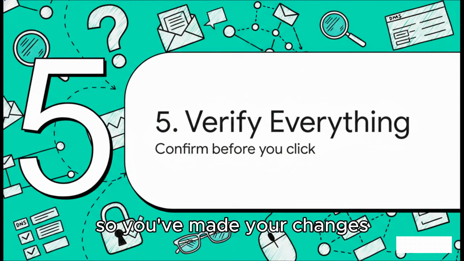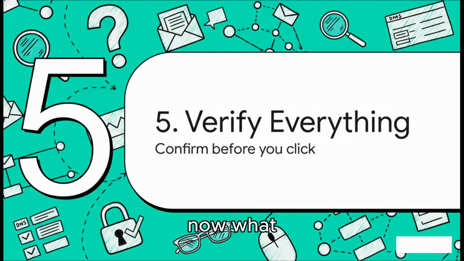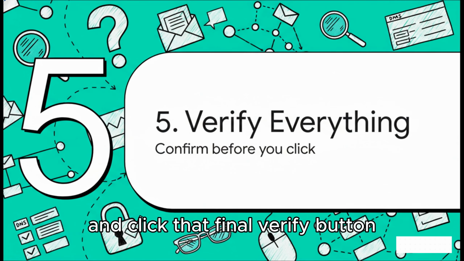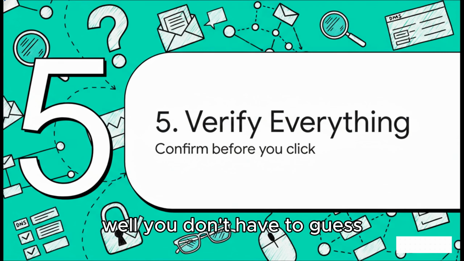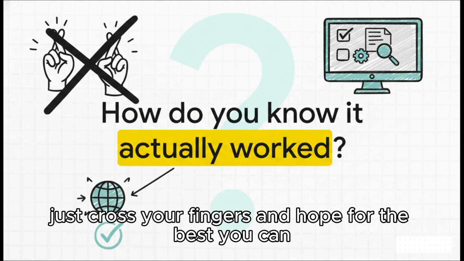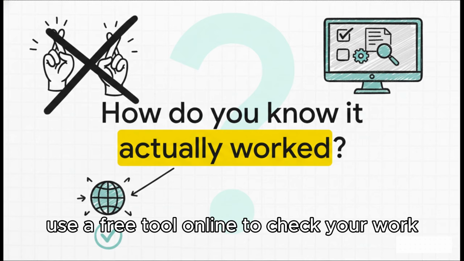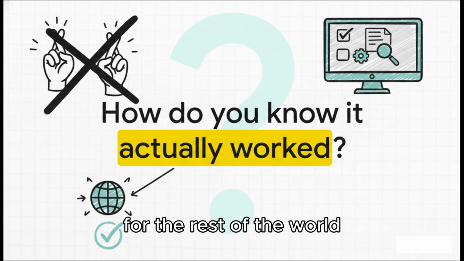So you've made your changes, you've waited a little bit. Now what? How can you be 100% sure that you did everything right before you go back to Autotask and click that final verify button? Well, you don't have to guess. You don't need to just cross your fingers and hope for the best. You can, and you absolutely should, use a free tool online to check your work and see if the changes are live for the rest of the world.